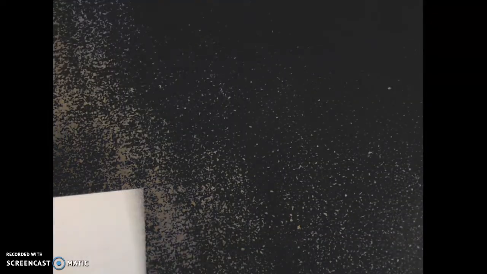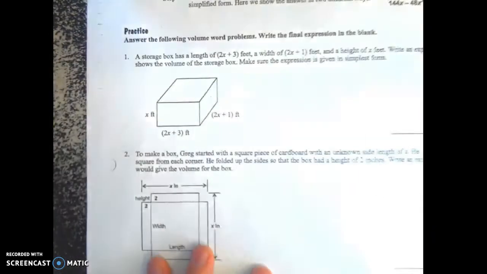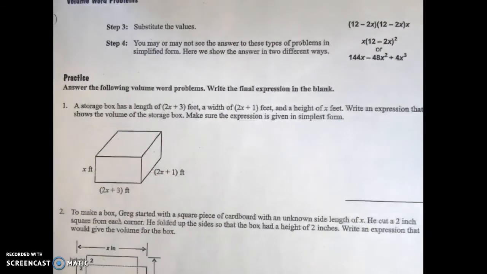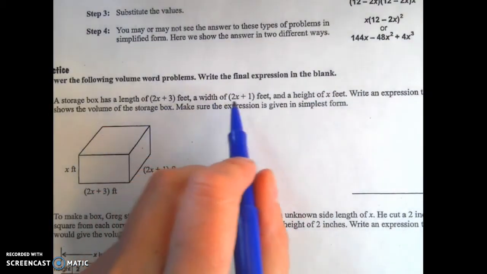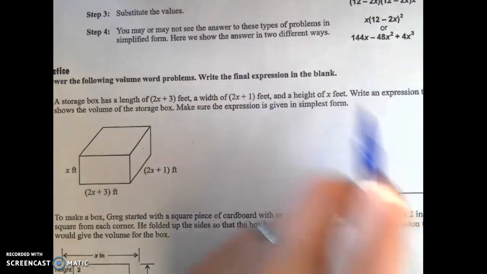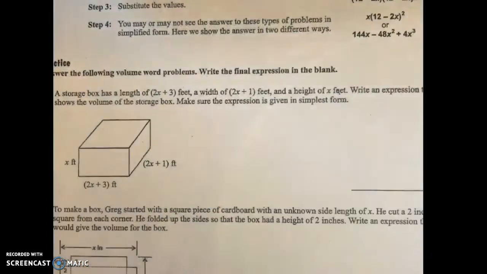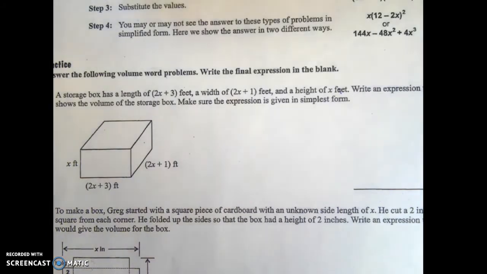Nice. All right, let's check out a little more challenging of a problem here. Let's check out this volume one. So a storage box has a length of 2x plus 3 feet, a width of 2x plus 1 feet, and a height of x feet. Okay, and you can see our little thing there. And it says, write an expression that shows the volume of the storage box. Make sure the expression is given in simplest form.